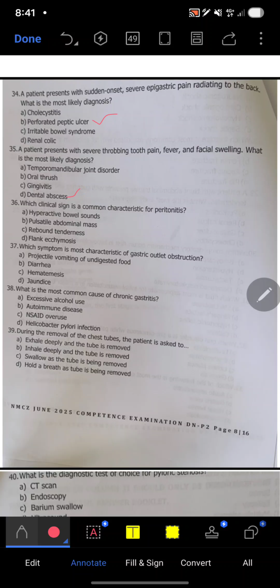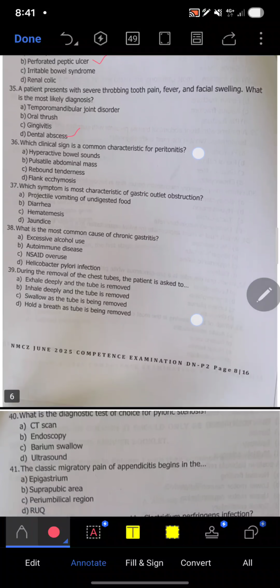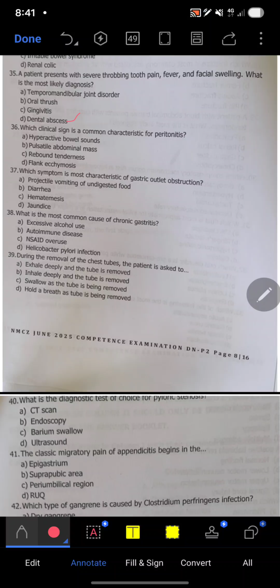36. Which clinical sign is a common characteristic for peritonitis? And the correct answer here is C, which is rebound tenderness.